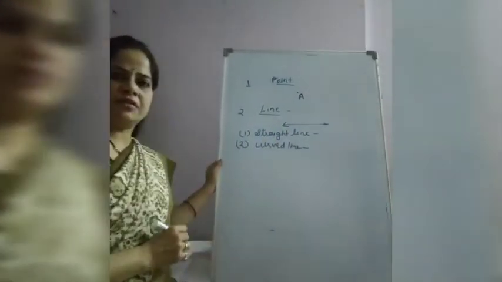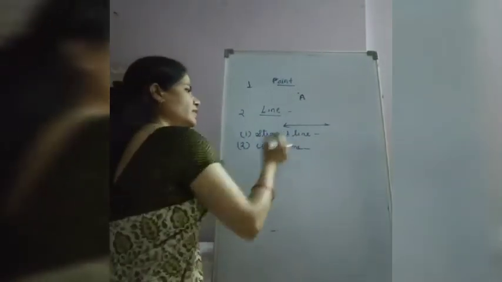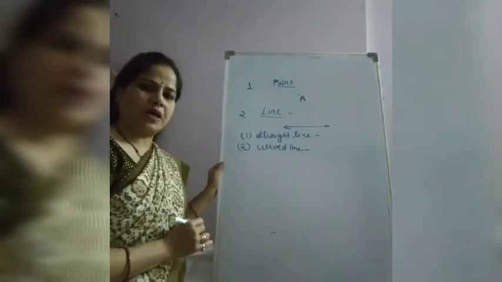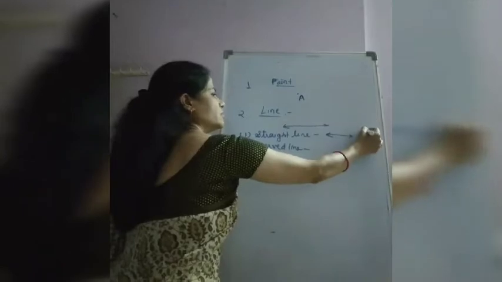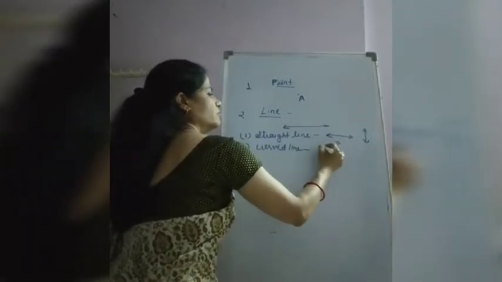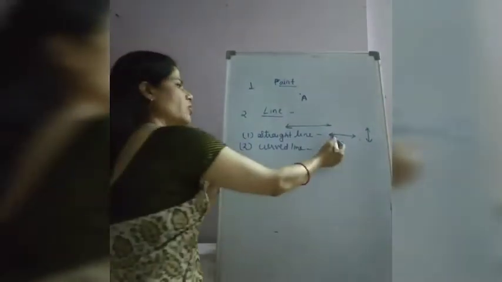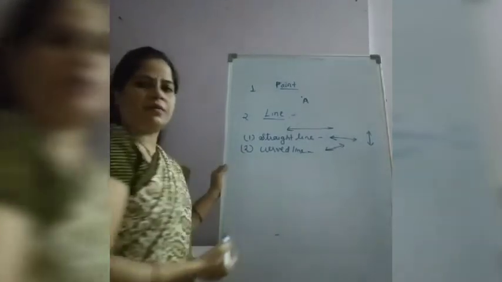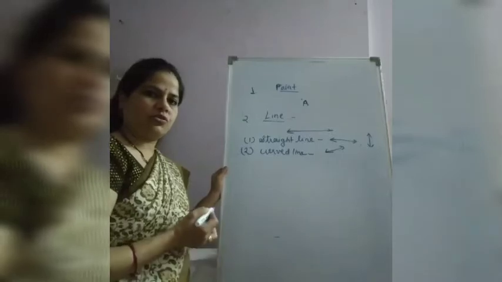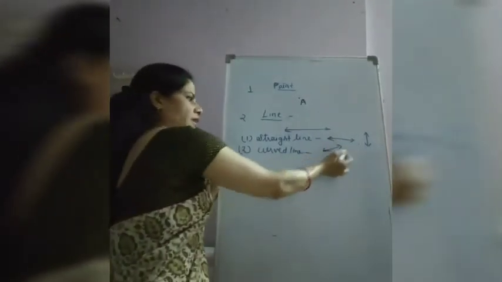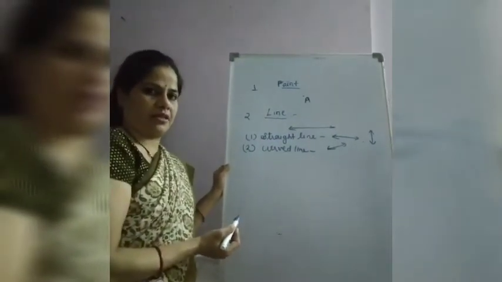What is straight line? A straight line has a straight path. Okay, like this, or you may draw like this. So these all lines are straight line. Why? Because these all lines are having a straight path. There is no turn in these lines. So these lines are straight lines.